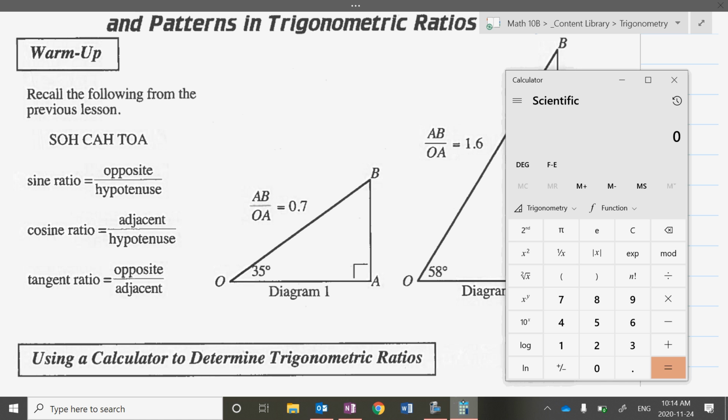So then they came up with SOHCAHTOA. So that's what we were talking about last time. So the sine, cosine, and tangent. And so they said when we divide, on the examples we did before was our tangent ratio, so the opposite side divided by the adjacent side.